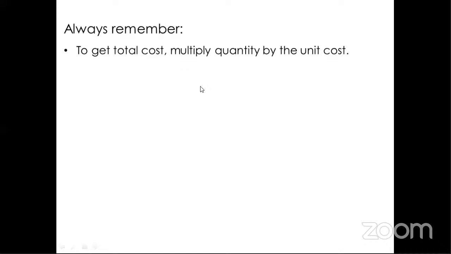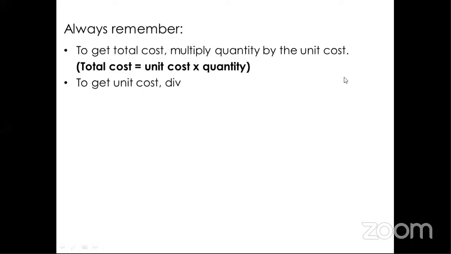Always remember to get total cost, multiply quantity by the unit cost. Total cost is equal to unit cost times quantity. So when the total cost is missing, you will be multiplying the unit cost times the quantity to get that total cost which is missing.